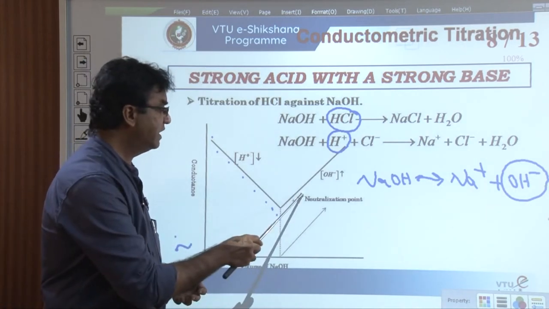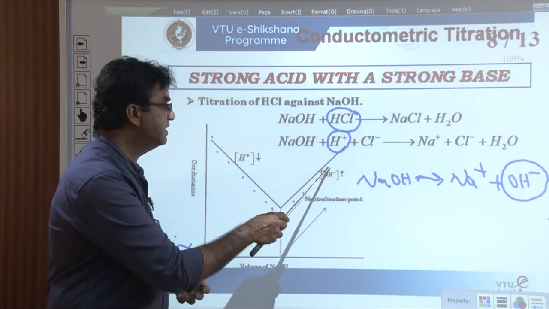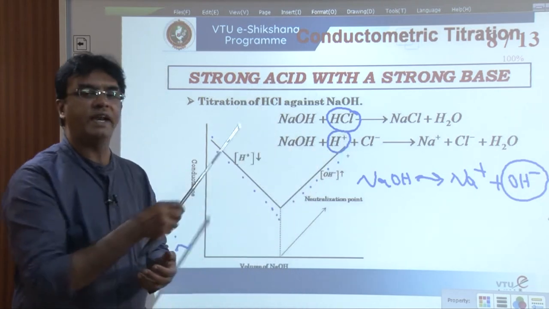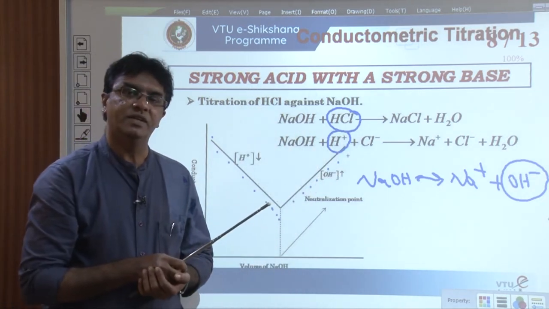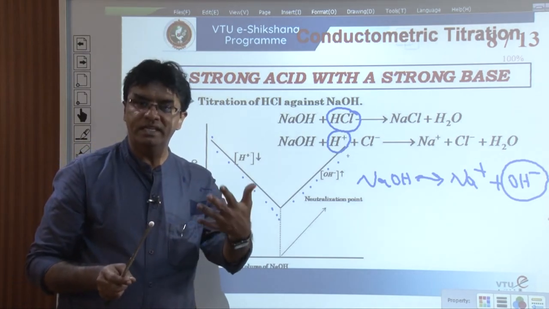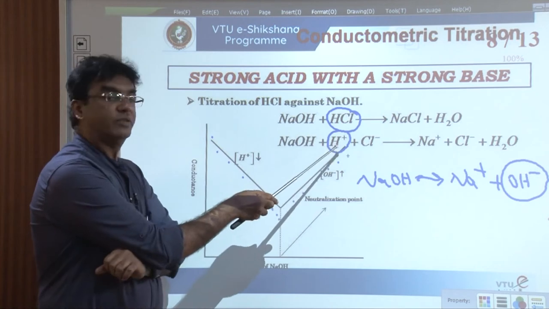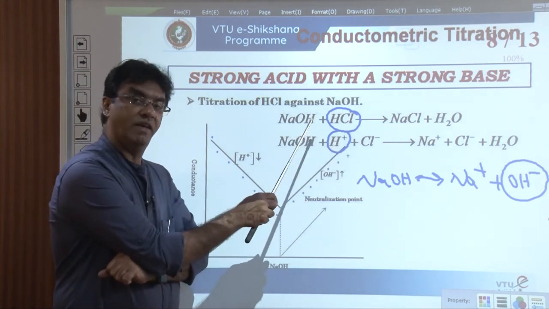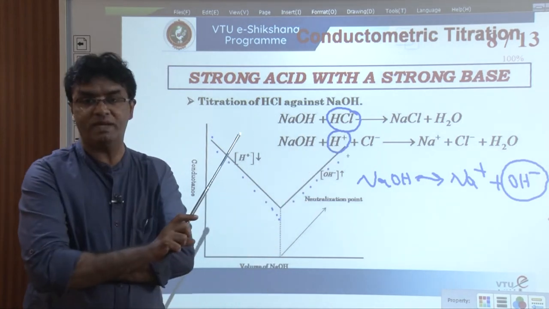Therefore, you will be observing again a drastic increase in the conductivity. Once the conductivity increases and increases, and may go back to its initial value, then you stop conducting the experiment.